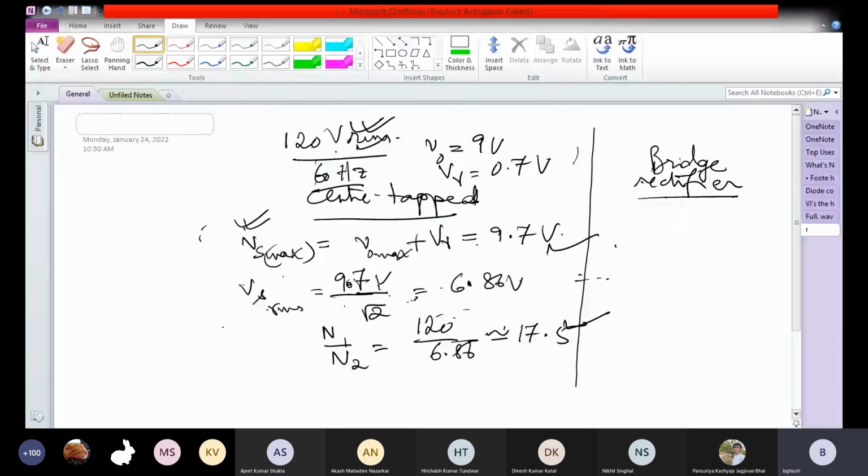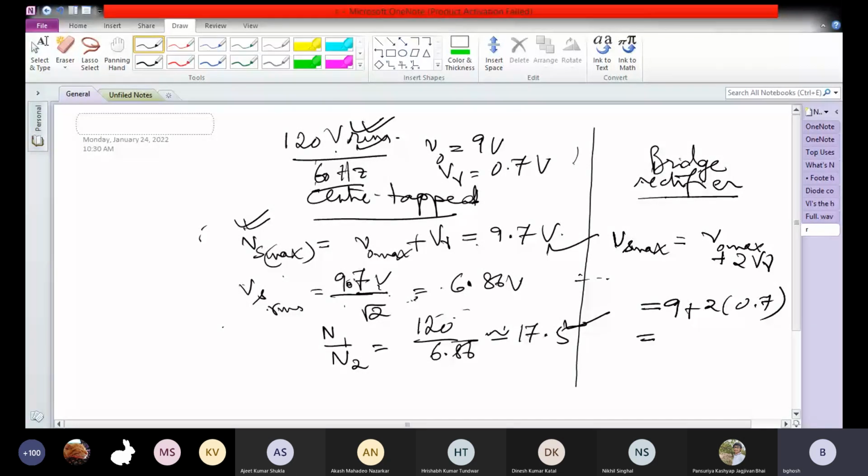Vs max will be, as we discussed, V0 max plus 2 V gamma, and that is 9 plus 2 into 0.7, which works out to be 10.4 volt. And therefore, if I compute the corresponding RMS, Vs RMS will be 10.4 divided by root 2, which works out to be 7.35 volt.